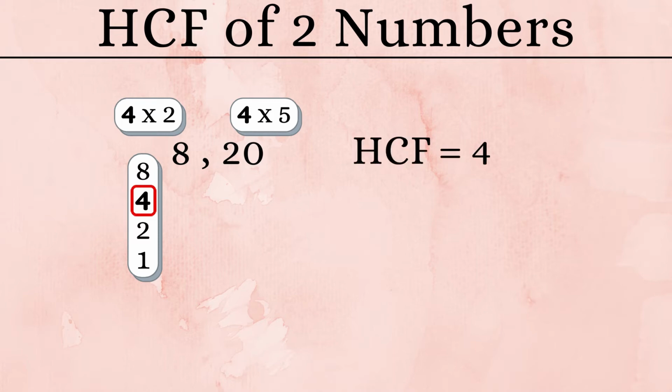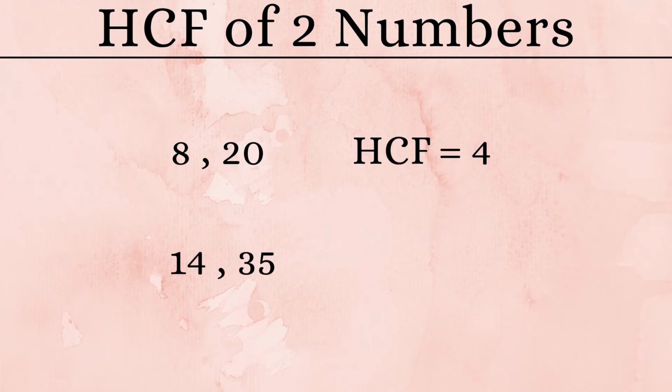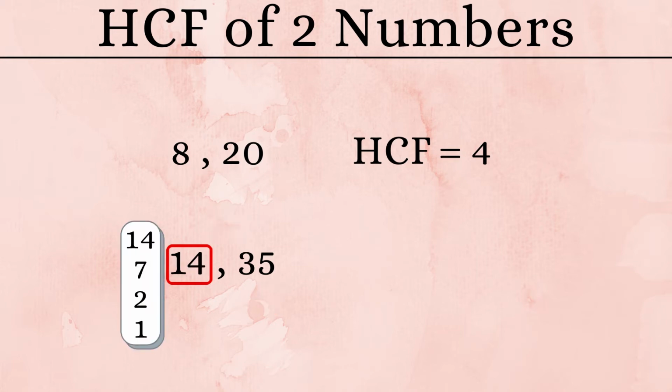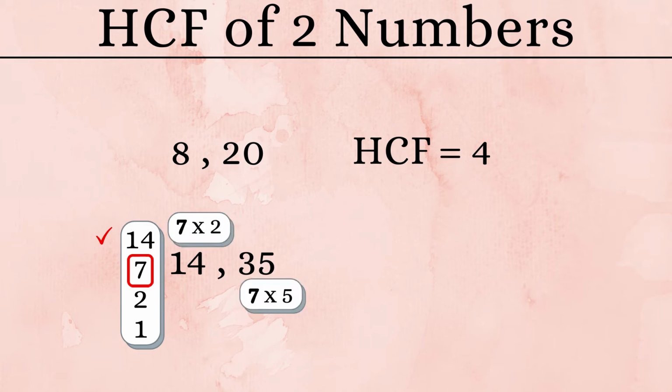Let us now see another similar example. 14 and 35. The smaller number is 14 and the difference is 21. So let's consider 14. 35 is not a multiple of 14. So what we do next is to list down the factors of 14 in descending order. 14, 7, 2 and 1. Since 14 is already checked, let us start checking out 7. Both our numbers in question, 14 and 35, are multiples of 7. So our HCF is 7.